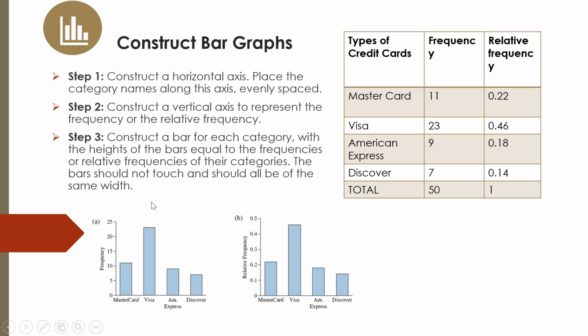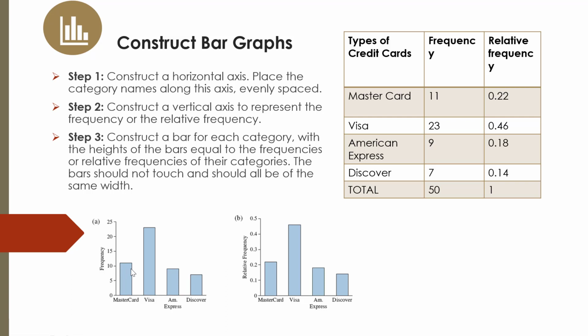If we are constructing the bar graphs for frequency, we use the vertical axis to represent the frequency. If we are constructing the bar graphs for relative frequency distribution, the vertical axis represents the relative frequency. And then we look at the relative frequency table to construct the heights of the bars.